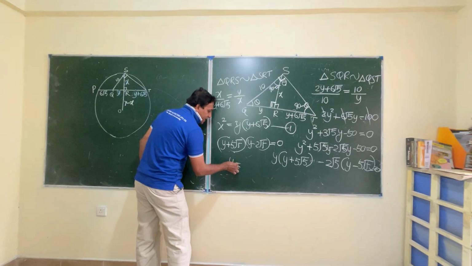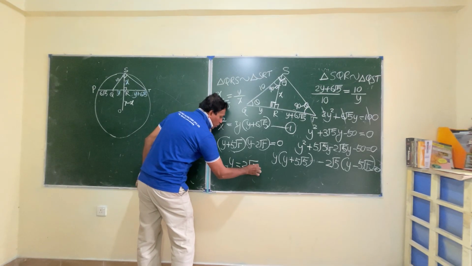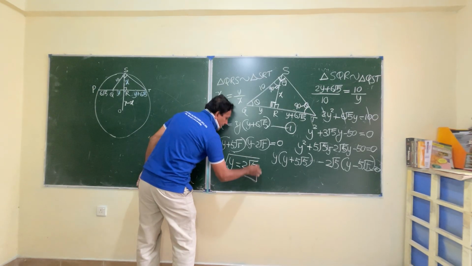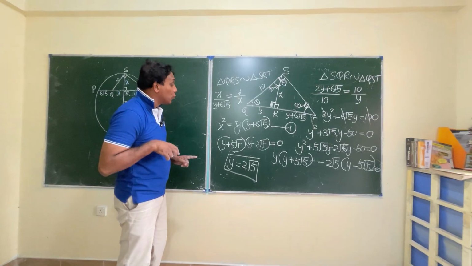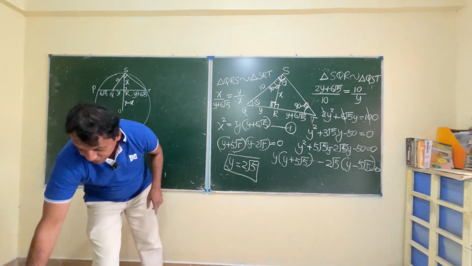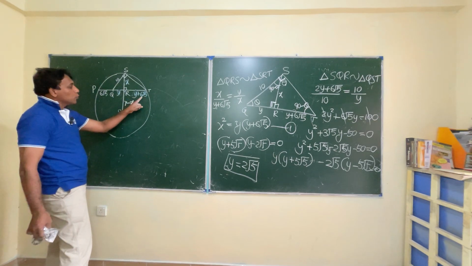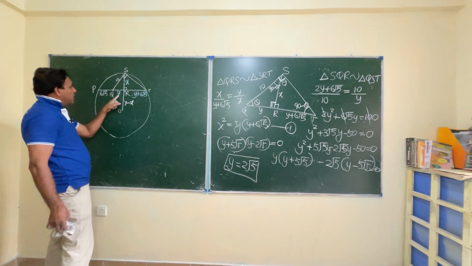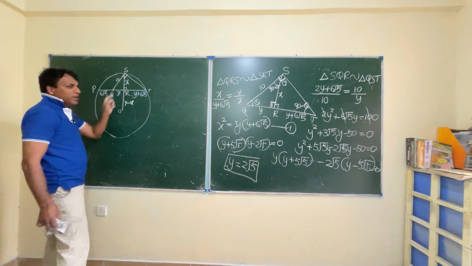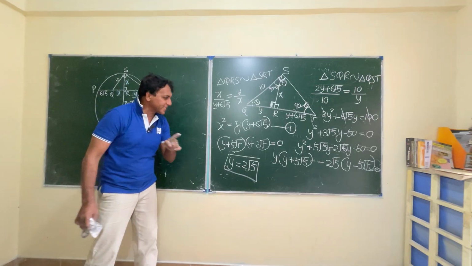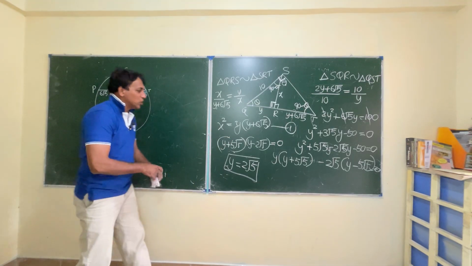So we won't take the minus answer. Therefore, the y answer is 2 root 5, right? Y is 2 root 5, okay? So you know the y answer is 2 root 5. Now, what is x? Go to your first equation.